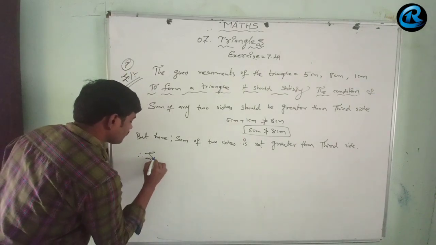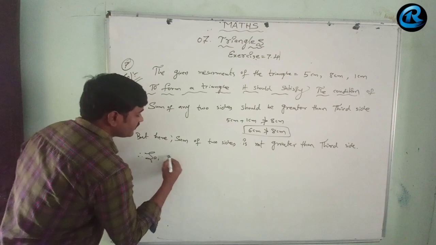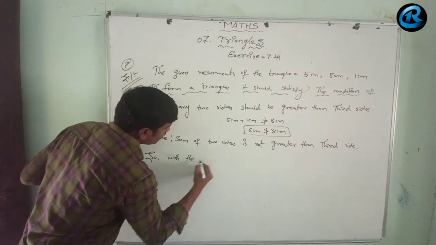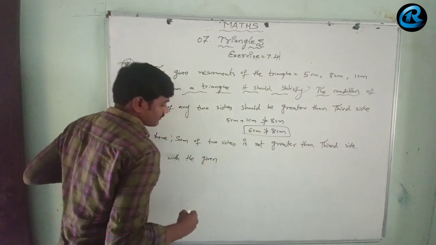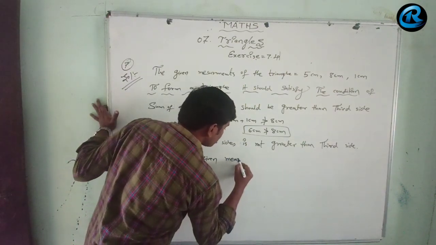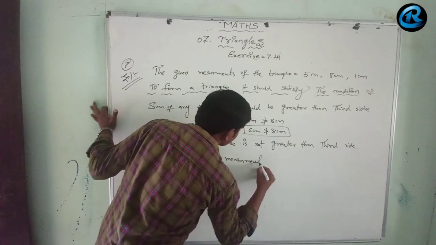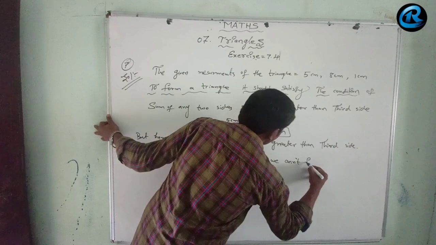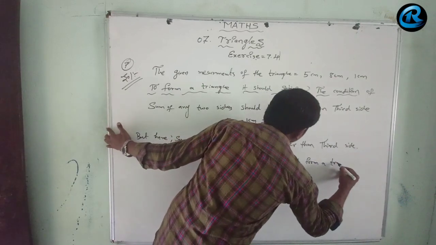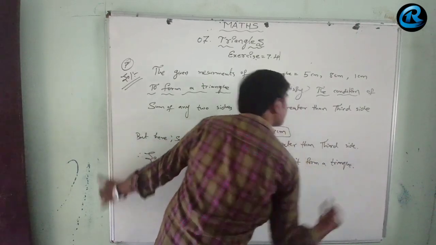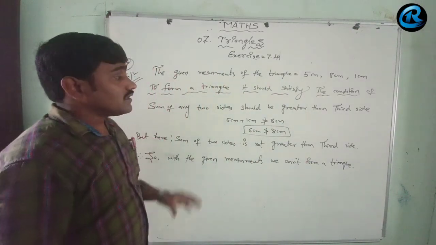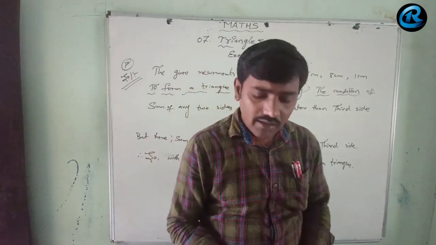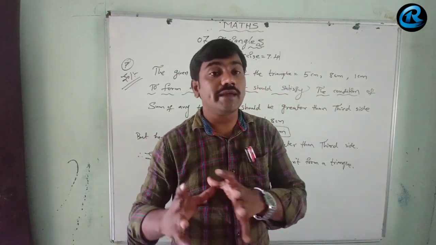Therefore, with the given measurements, we cannot form a triangle. అంటే సమ్ ఆఫ్ ఎనీ టూ సైడ్స్, ఏవైనా రెండు సైడ్స్ యాడ్ చేస్తే థర్డ్ సైడ్ కన్నా పెద్దగా ఉండాలి, కానీ ఉందా ఇక్కడ లేదు. సో మనం ట్రయాంగిల్ని ఫామ్ చేయలేము.